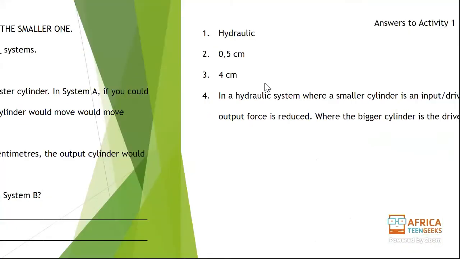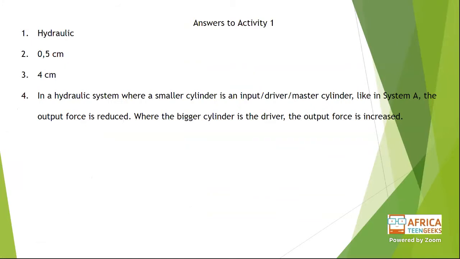All right. Now, in a hydraulic system, our conclusion about force transfer, remember Pascal's, when you think about force transfer, you must also revisit Pascal's principle. But now we want to be practical from the cylinders that we have seen. In a hydraulic system where a smaller cylinder is an input driver or master cylinder, like in system A, the output force is reduced. Why is it reduced? Because the master cylinder is smaller than the bigger cylinder, where the bigger cylinder is the driver and the output force is increased. Okay, so that is what we can deduce from that.